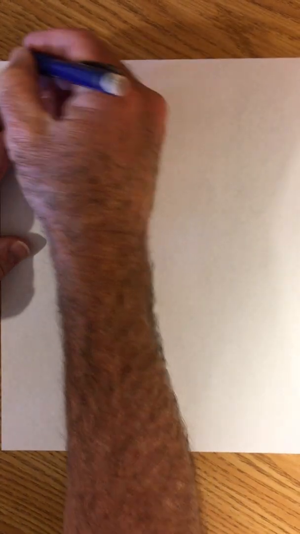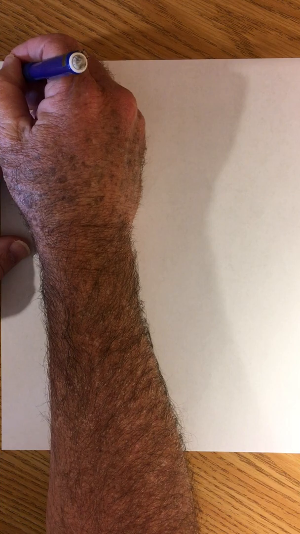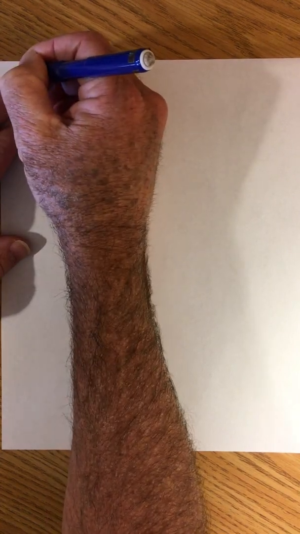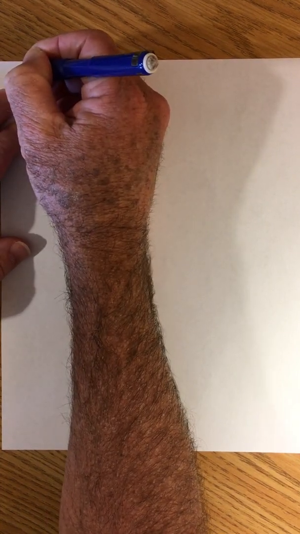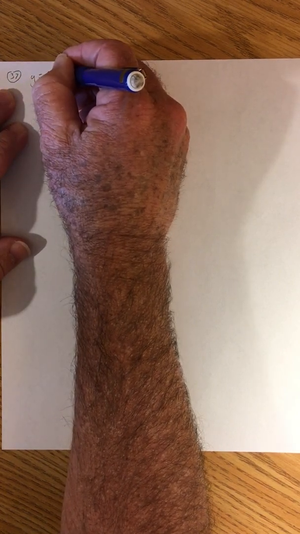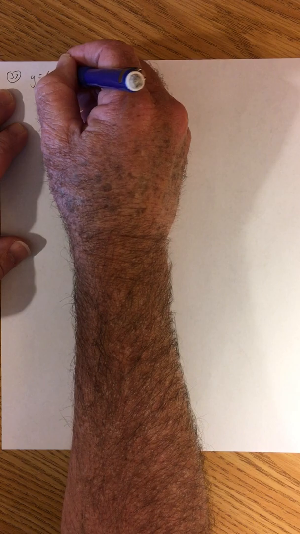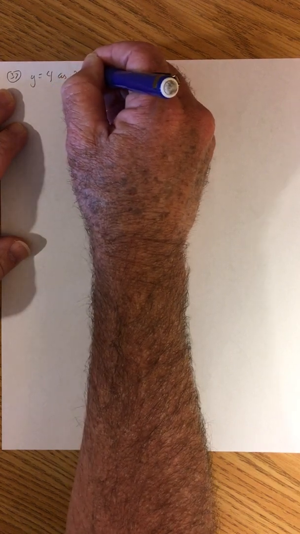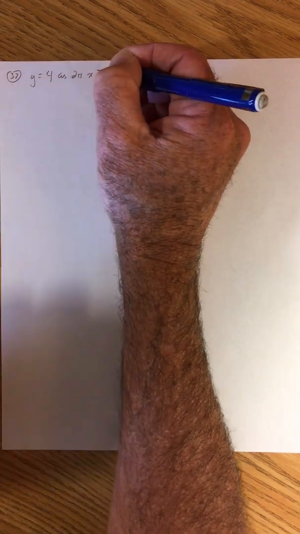Next problem is number 37. 37 is y equals 4 cosine 2 pi x.